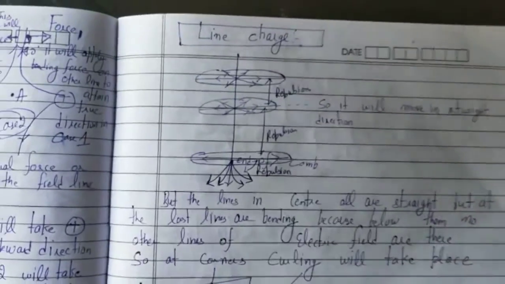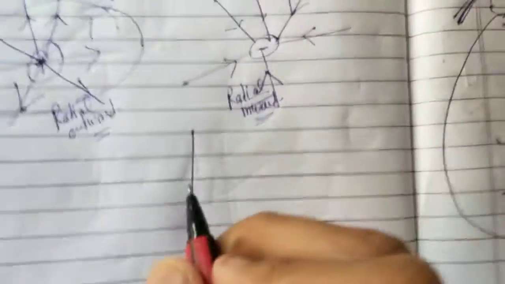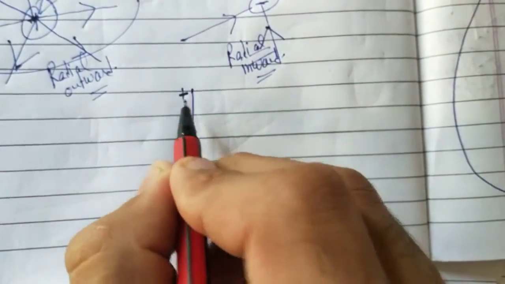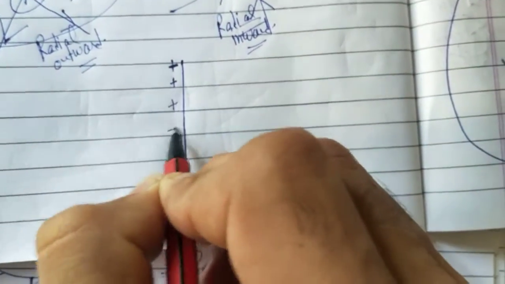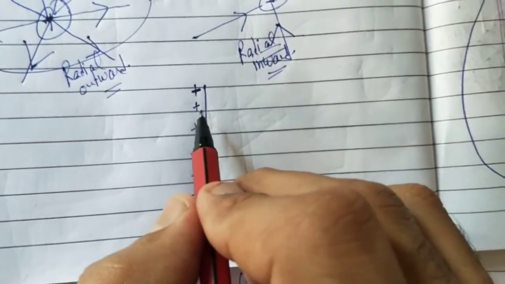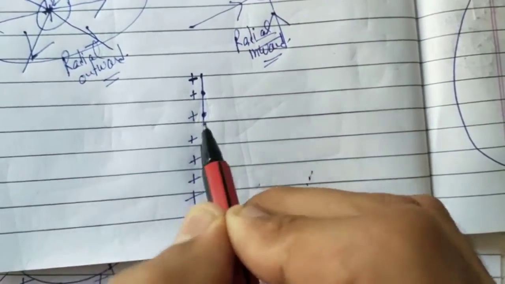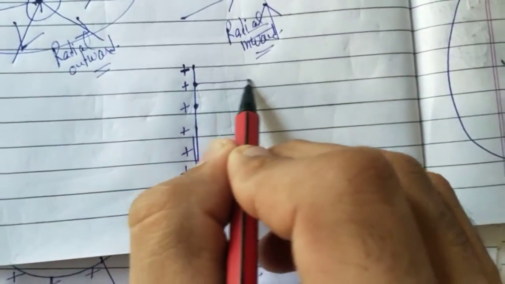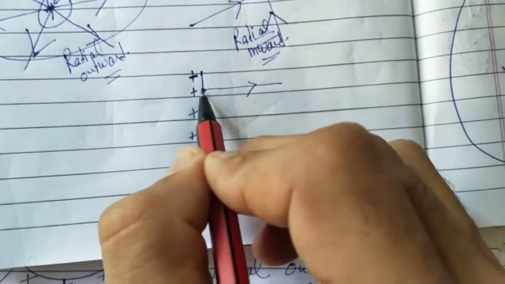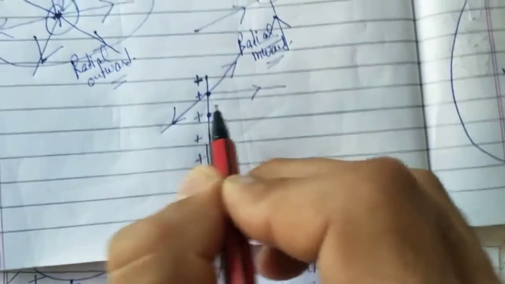Next distribution is if you are having a line charge. Suppose you are having a line charge. What do you mean by a line charge? It is having charges on its surface like this. Means electric field lines will be due to this point charge, due to this point charge, due to this point charge, due to this point charge, like this, like this, like this.